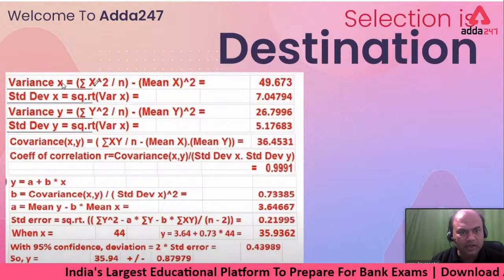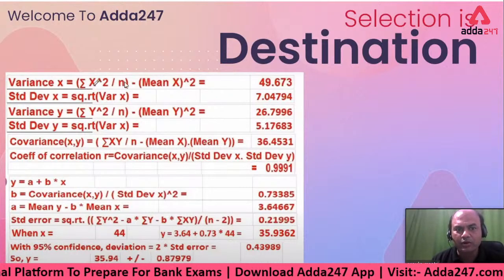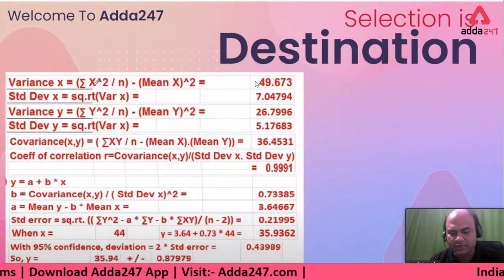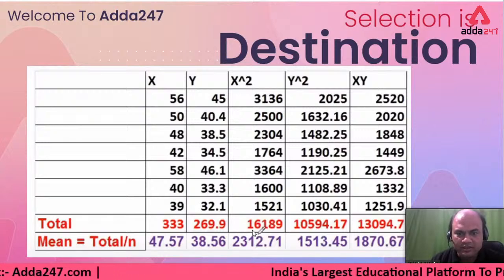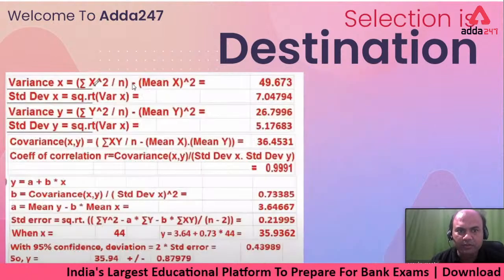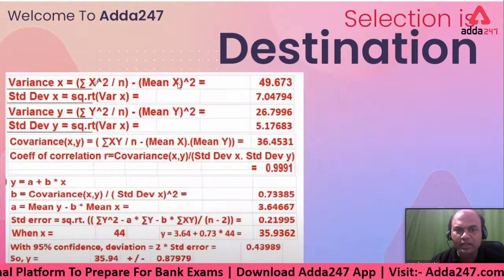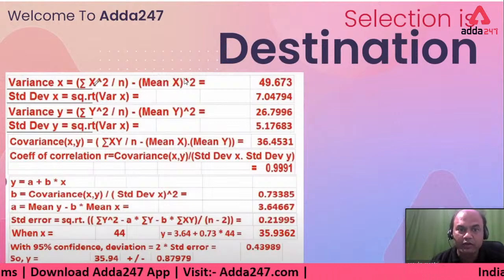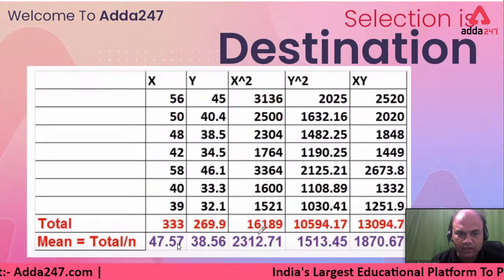How to find the variance? The variance formula is very simple: summation x square upon n, minus x bar square. Where do you get the summation x square upon n? See this, x square summation upon n, so this is the answer. Mean means x bar; we write it x bar also. Now where do I get this x bar? See this, x bar is 47.57.